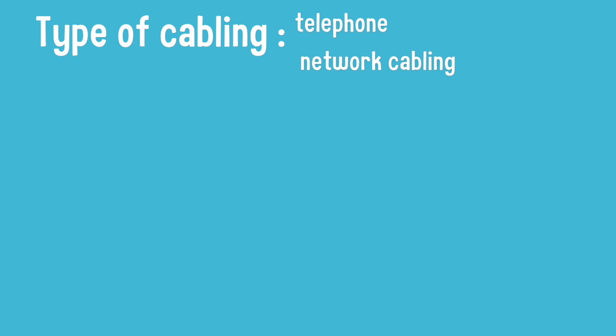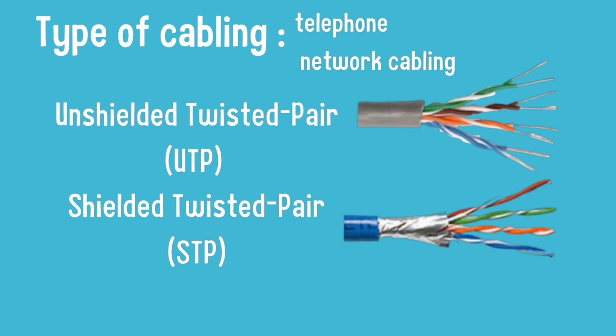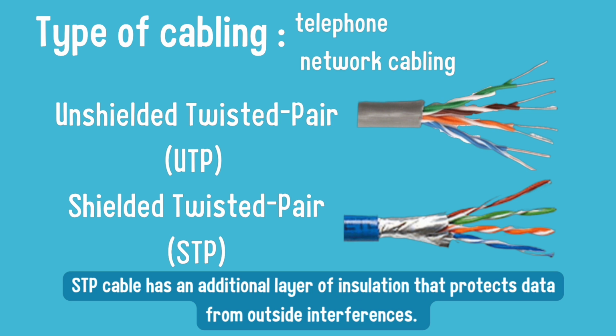It comes in two versions: unshielded twisted pair, UTP, and shielded twisted pair, STP. The difference between the two is that an STP cable has an additional layer of insulation that protects data from outside interference.